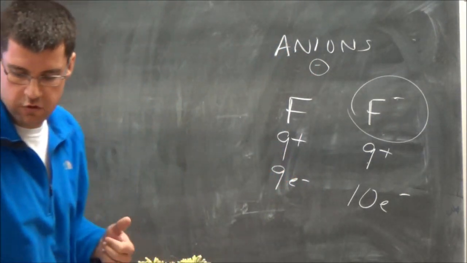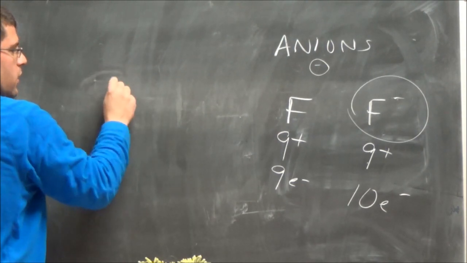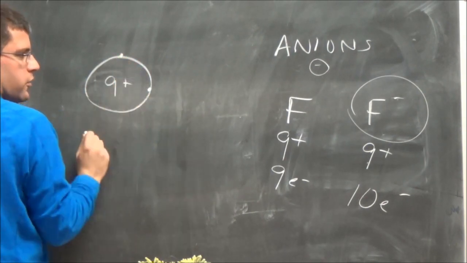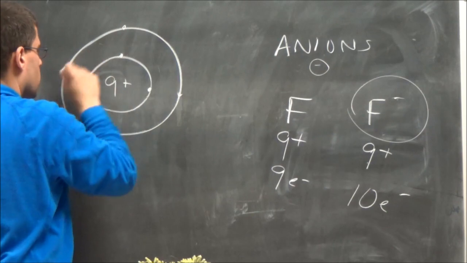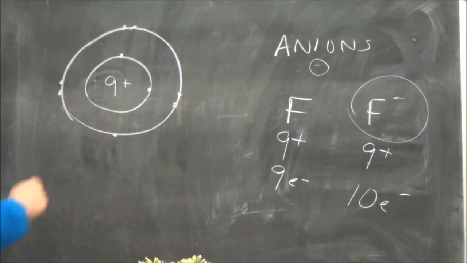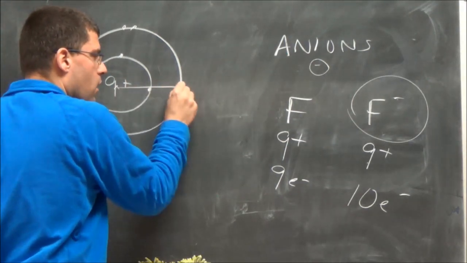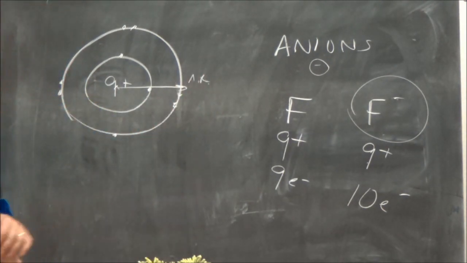So let's draw it out. Here's the atom, fluorine atom. Here, I'll draw it. 9 protons. First level, 1, 2. Second level, 1, 2, 3, 4, 5, 6, 7. Here's the original size, outward. Here's the atomic radius, the original size.